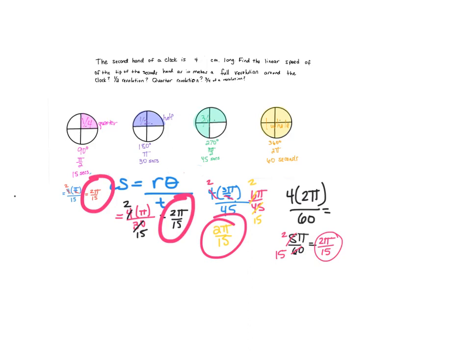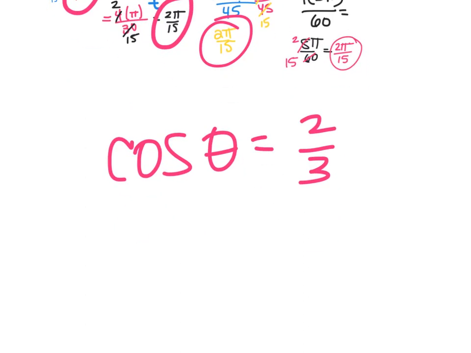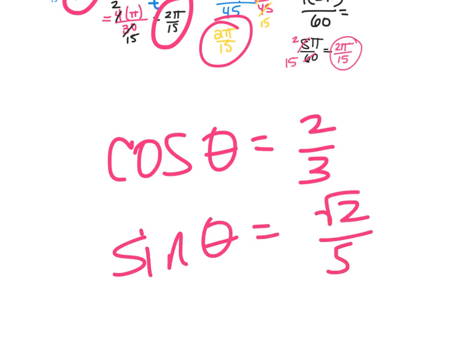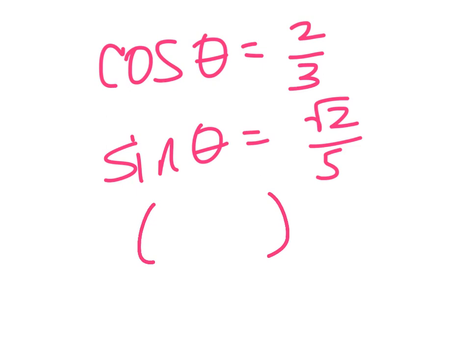Yes? Okay, last thing I want to bring to your attention. Guys, do not say to me tomorrow, we never did a problem like this. If I tell you that the cosine of theta is 2/3 and the sine of theta is root 2 over 5, I want you to figure out all the other trig functions. Can you do that? Yeah, because what information did I just give you? I gave you x and y. What's the x value? 2/3. What's the y value? Root 2 over 5. And then you can figure out the rest. It's a little bit of a thinking problem, but you guys can handle it. Questions?